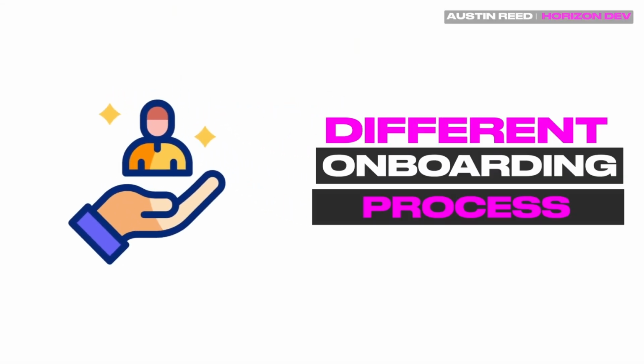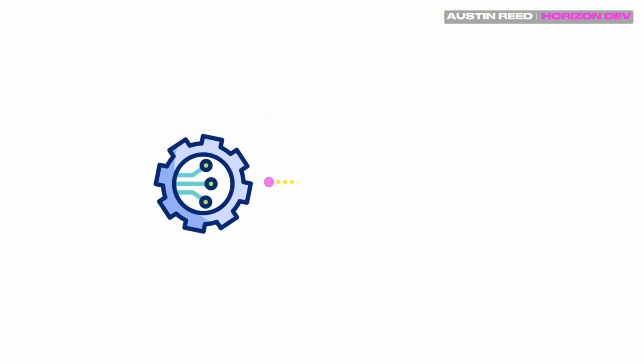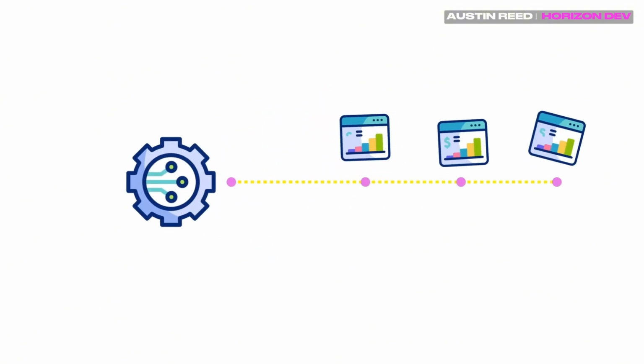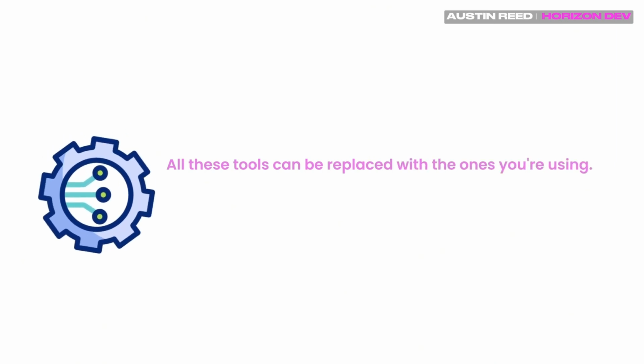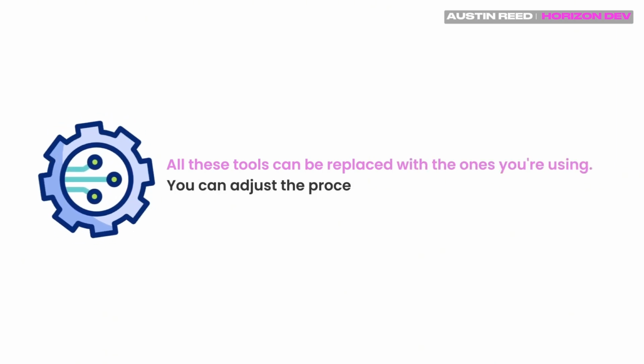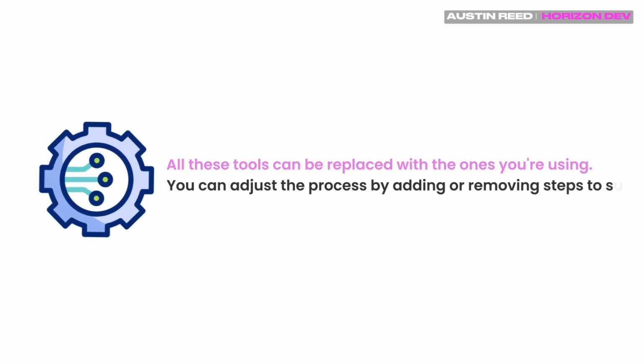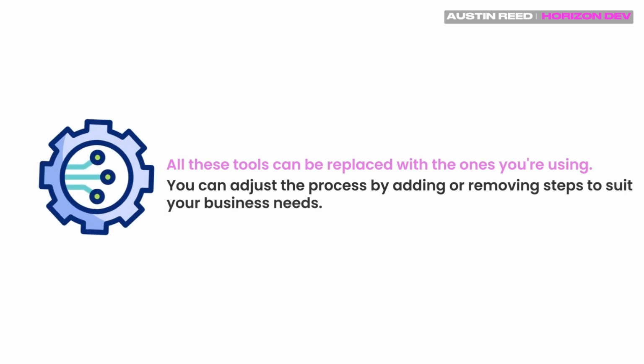Every company has a different onboarding process. In order to make an automation that applies across multiple different businesses, today we're going to make one that's rather general. But keep in mind that all these tools can be changed out to the ones that you're using, and you can add or remove steps within this process to fit the needs of your business.